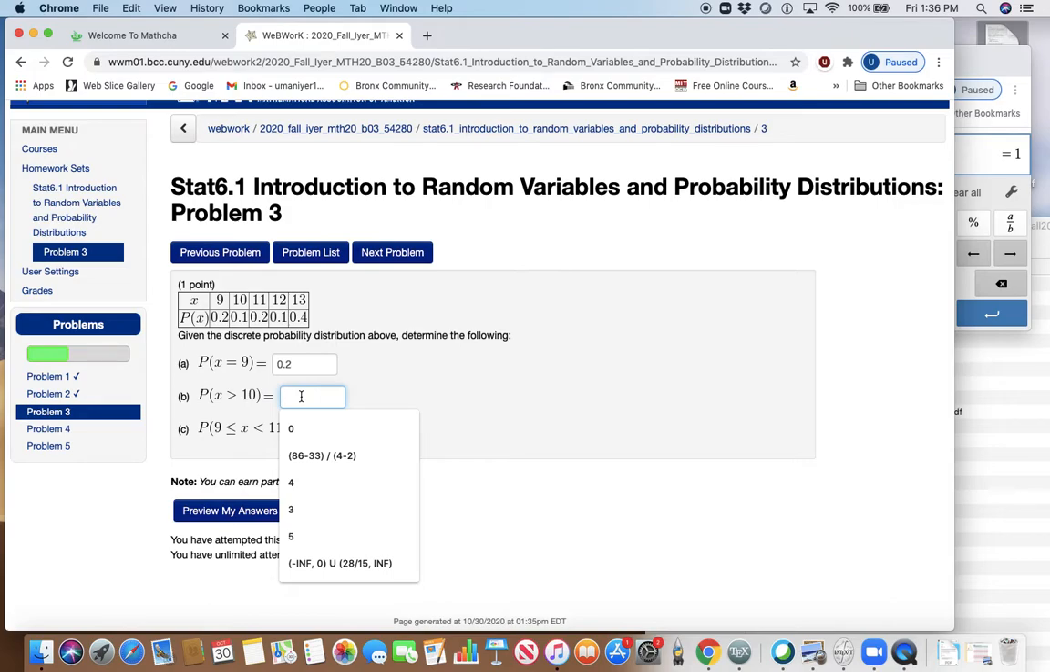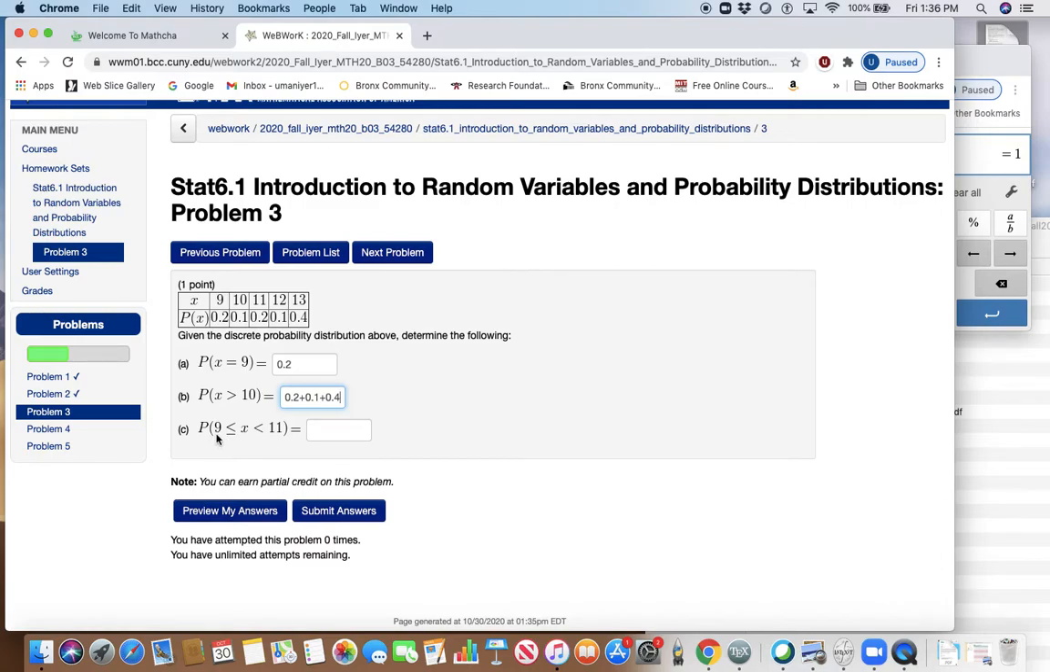Greater than 10 means probability 11, which is 0.2, plus probability 12, which is 0.1, plus probability 13, which is 0.4. I took these three numbers and added them.